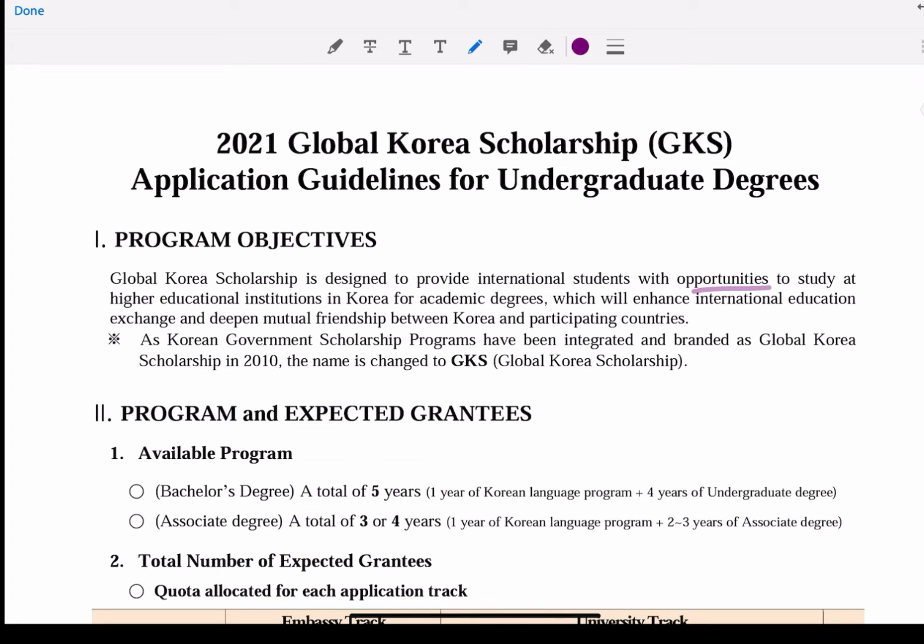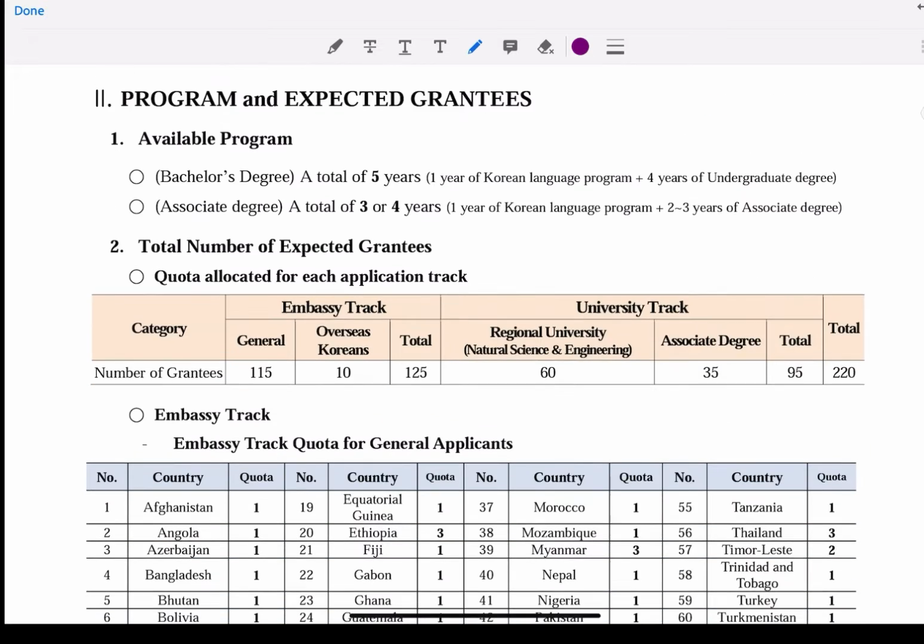The objective of the program, as mentioned, is to provide international students the opportunity to study at higher educational institutions in Korea, which will ultimately enhance international education exchange and the friendship between Korea and the participating countries. For the undergraduate degree program, the embassy track offers 115 seats for general applicants. They also have quotas for overseas Koreans, so the total is 125. For the university track, there are 95 seats, and a total of 220 students are awarded this scholarship.